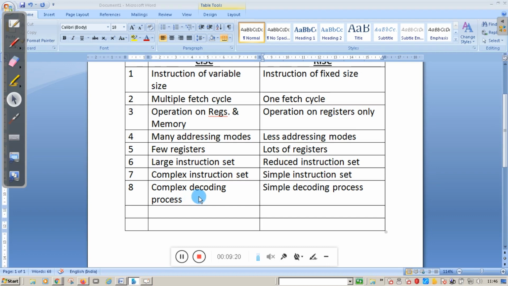What do you mean by decoding? Normally, first the instruction is fetched from the memory, then the instruction will be analyzed, what has to be done. That process is called decoding. And after that, the instruction will be executed. So, because of the complex instruction set, naturally, the decoding process will be complex.